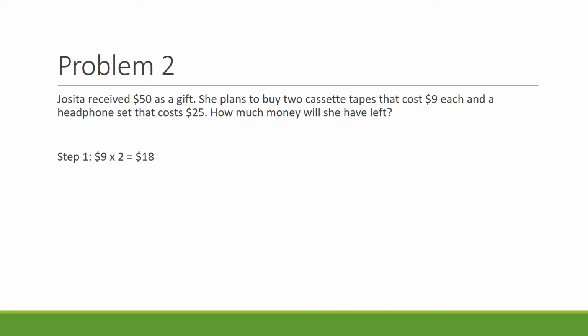Our first step here, we need to multiply $9 times 2 for each of the cassette tapes that she plans to buy. Our second step, we need to add $18 and $25. Our $25 is for the headphone set. We see here we have $43 total. Is this the end of our problem? No, we need to take away $43 from 50. She will have $7 left over.